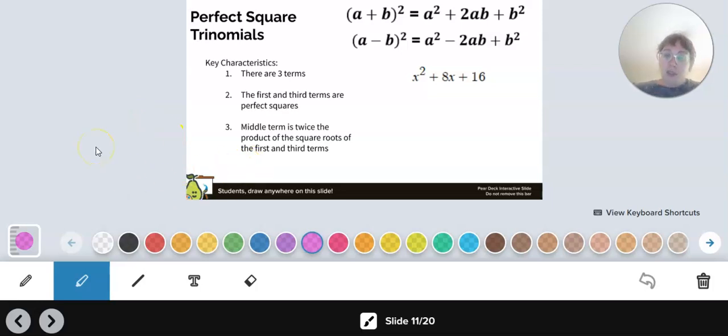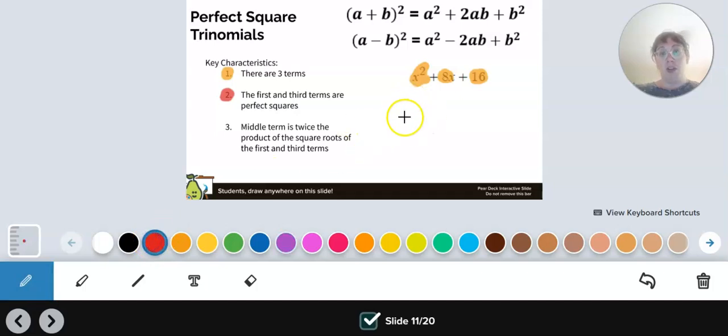Alrighty, so looking at the perfect square trinomials, there are three key characteristics. The first one is there's always three terms, right? x squared plus 8x plus 16. There's our three terms. The second is that the first and third terms are perfect squares, right? x squared is x times x, 16 is 4 times 4.